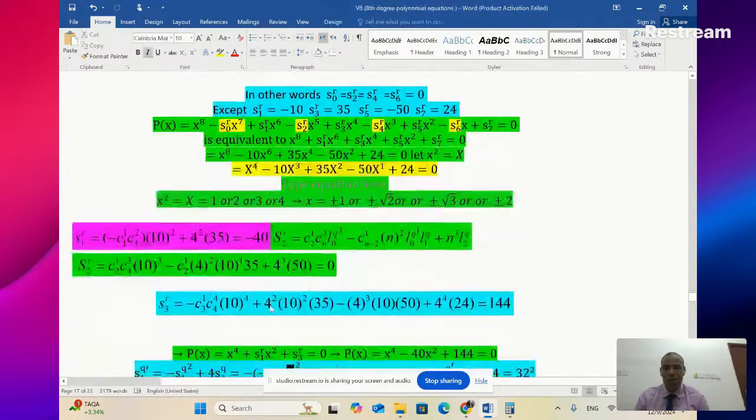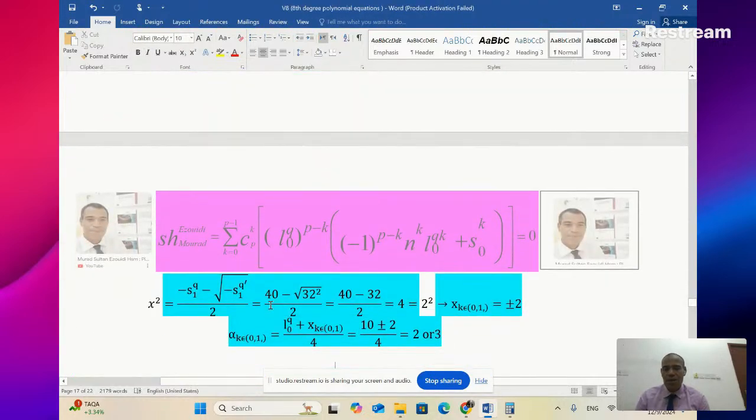I will go down. So here now I will make x squared equal negative s1 of 42. Before we made plus, now it's going to be minus. Root of negative s1 of 42 dash divided by 2 will be 40 minus root of 32 squared, which will be 40 minus 32. Okay, 40 minus 32 is going to be equal to 8. 8 divided by 2 is 4. Therefore, x squared is 4 or is 2 squared, which means x subscript k from 0 to 1 is plus negative 2.